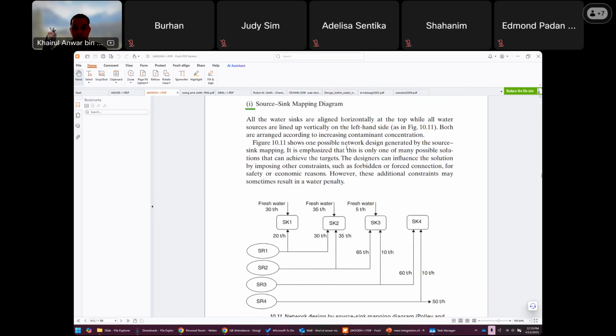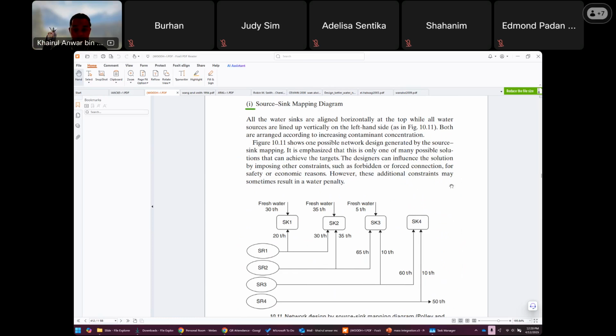So figure 10.11 shows one possible network generated by the source-sink mapping. It is emphasized that this is only one of many possible solutions that can achieve the target. Yeah, of course, that is correct, mainly based on how much fresh water that a certain company can afford to be within their costing. The designer can influence the solution by imposing other concerns such as forbidden or forced connections for safety or economic reasons.